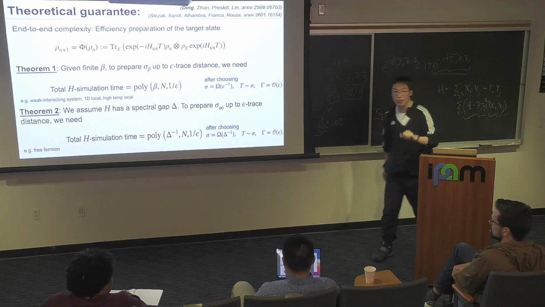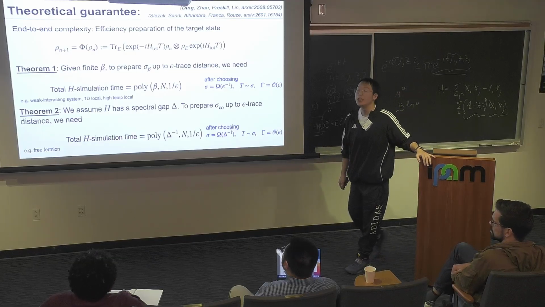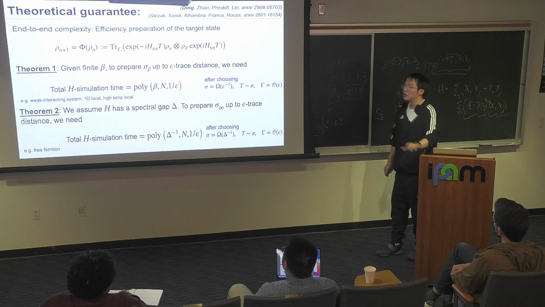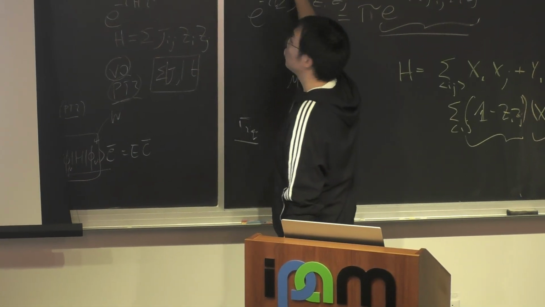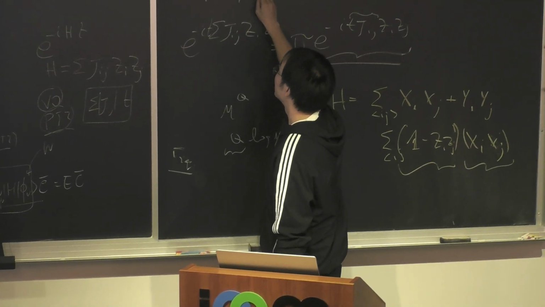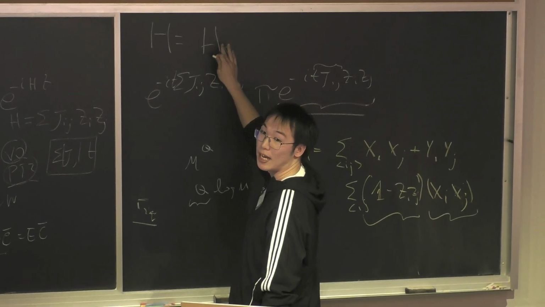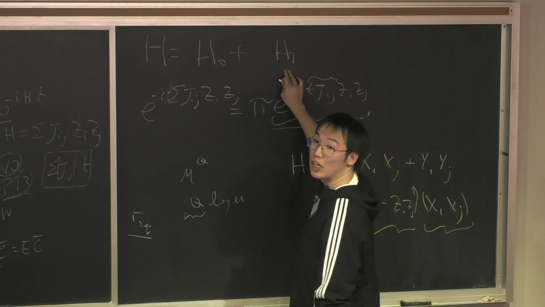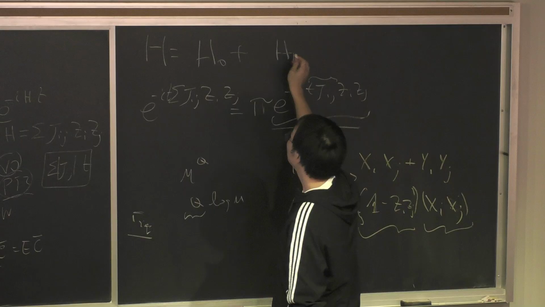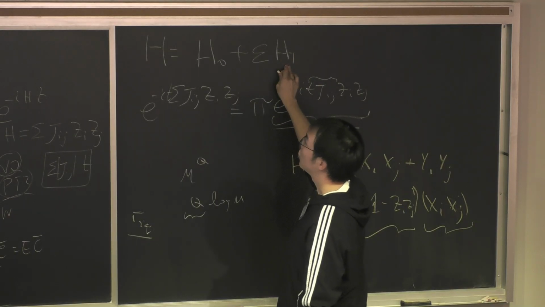Okay. Sorry, what does weakly interacting system mean? Yeah, so a weakly interacting system means that you can imagine you have a Hamiltonian capital H, which can be written as H0, which is a separable system, plus some H1, which is a local Hamiltonian. And I need to add a coefficient epsilon here.